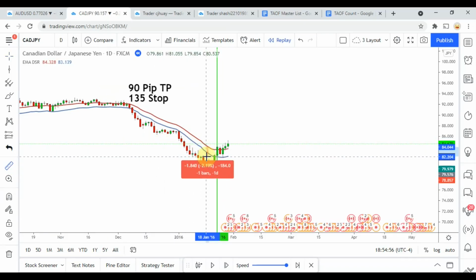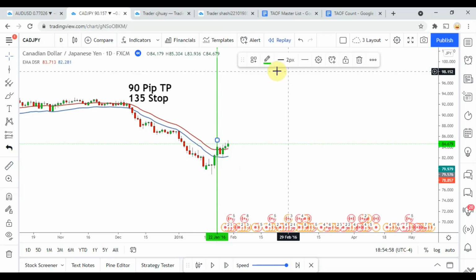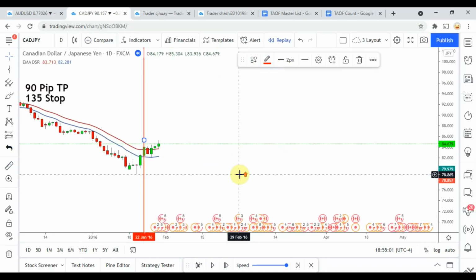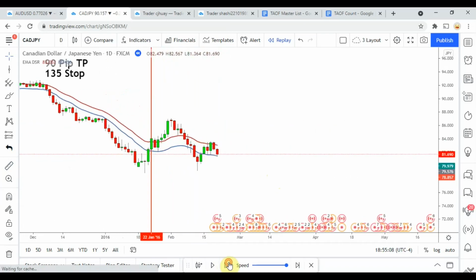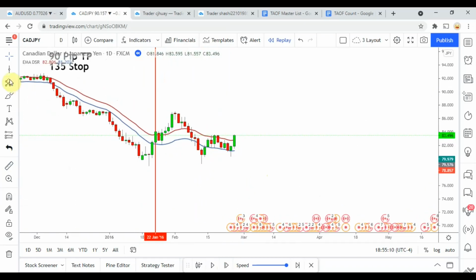Yep, we end up getting a heavy pullback there, and that would have stopped us out, even though price continued on in the direction we wanted it to go in the first place.